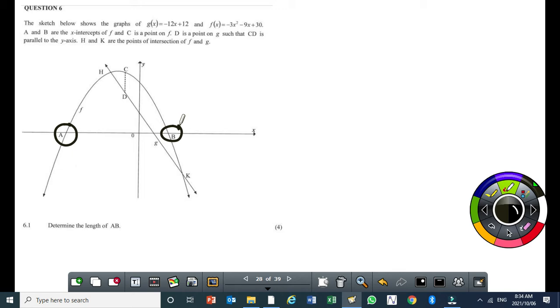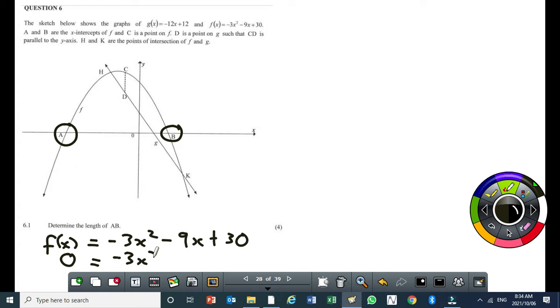All you have to do is solve the quadratic equation. So we start by saying f of x equals minus 3x squared minus 9x plus 30. Since we have to determine the x-intercepts first, we equate f of x to 0. You get a mark for substituting f of x by 0. You get minus 3x squared minus 9x plus 30.